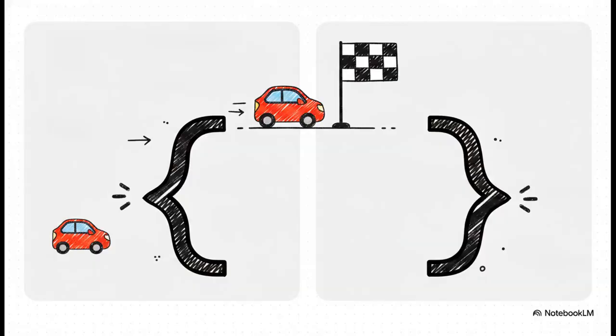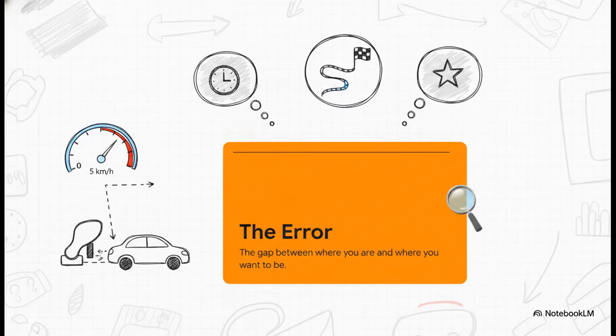Picture this. You're driving a car. Your target is to drive exactly 60 kilometers per hour. That is where you want to be. But you look down at the dash, and your actual speed is only 55. Immediately, your brain registers that something isn't quite right. There's a clear gap between your target and your current reality. Well, engineers actually have a specific name for that 5 km/h gap. They call it the error.